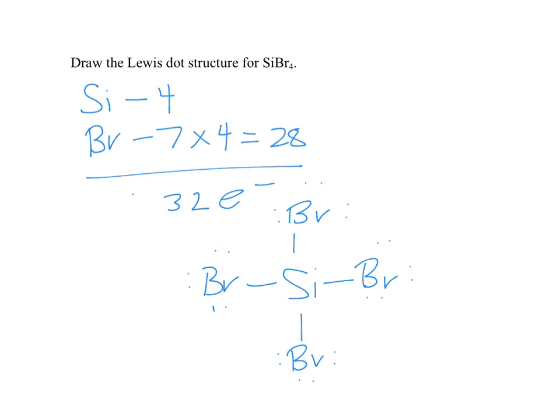When you're all done, count the total number of electrons that you have in your Lewis dot structure. It should match your total number of valence electrons, which this one does. And everything has its octet.